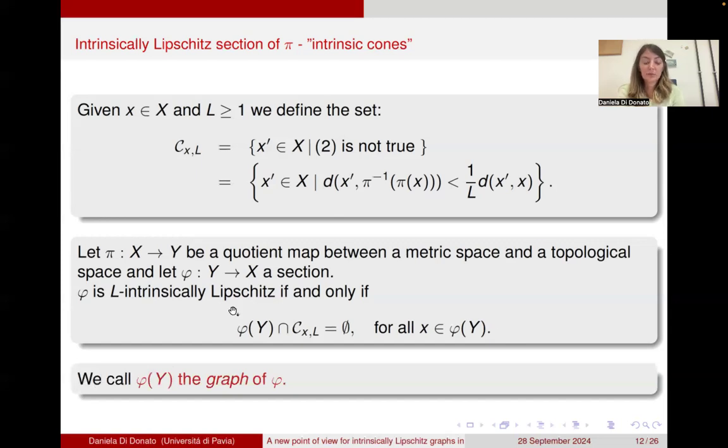In the Franchi-Serapioni-Serra Cassano definition, C_{x,L} is exactly the intrinsic cone. And here we have the graph of phi. In this sense, we call it our approach: we consider the graph.